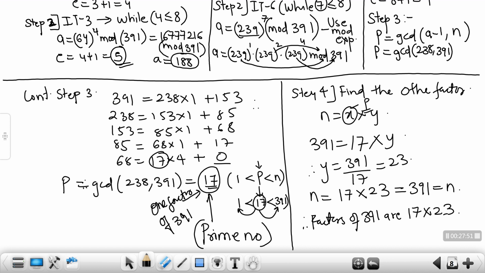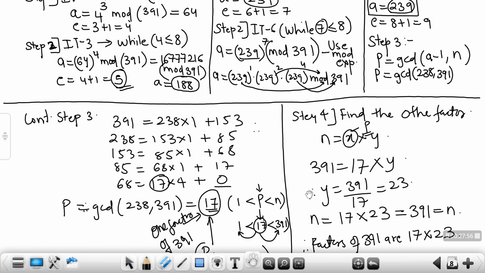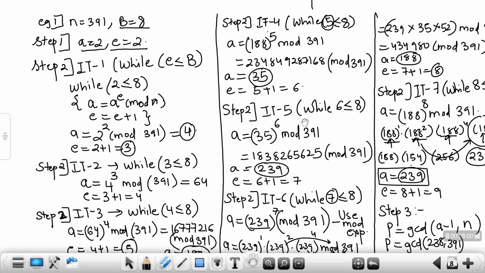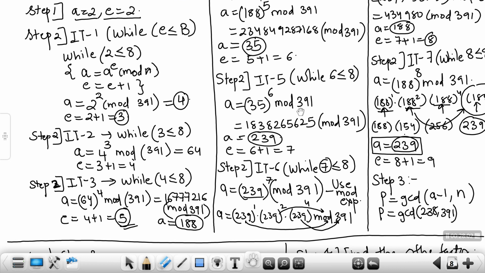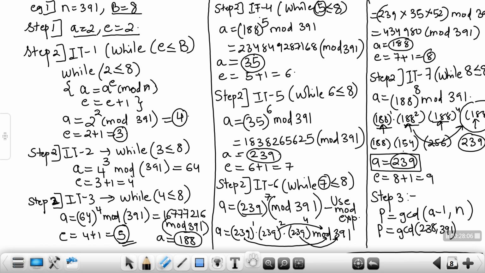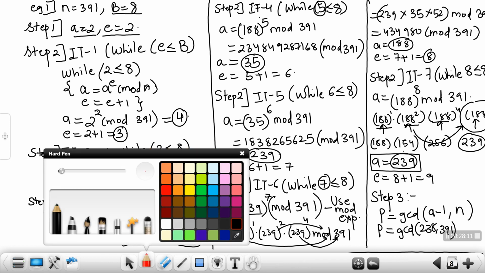So this way you have to solve the problem. I will quickly revise the problem so that you understand what we have done. While doing the revision, I will take the same example. In step number 1, I take the A value as 2 and the E value as 2, as it is given to us.